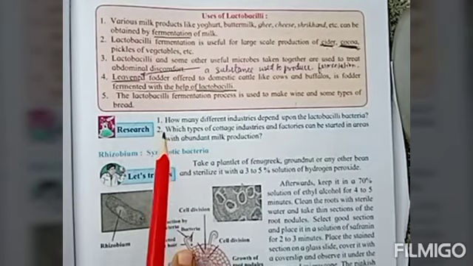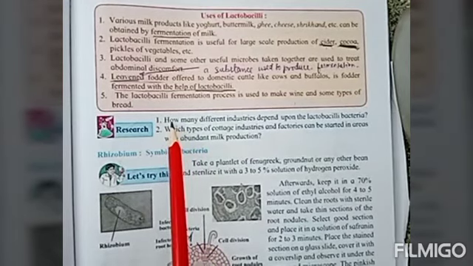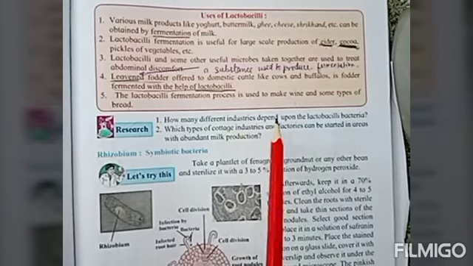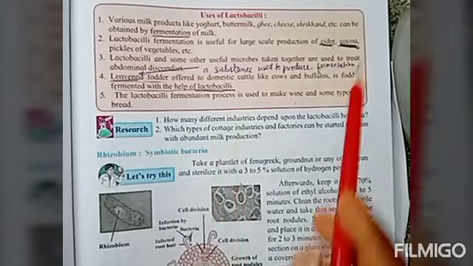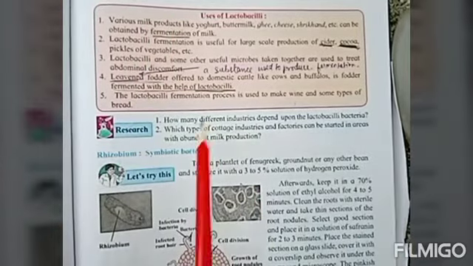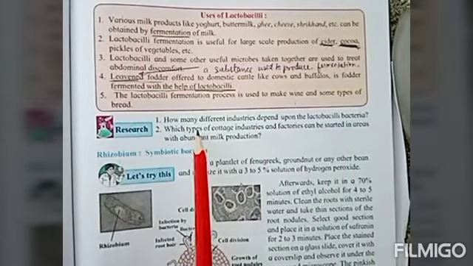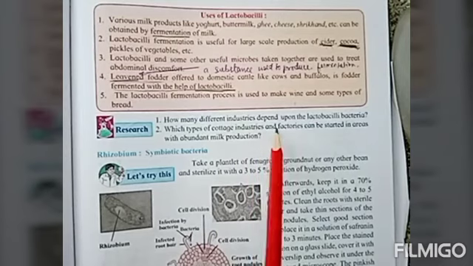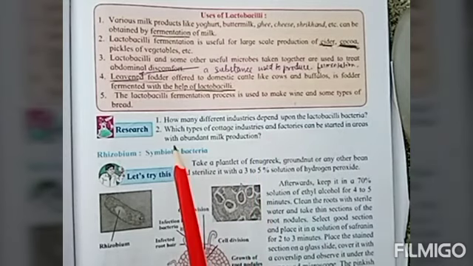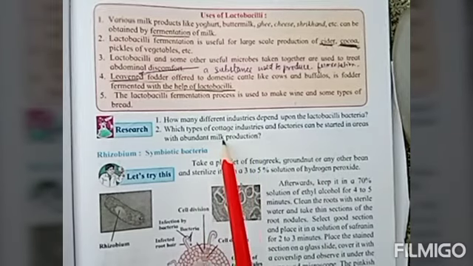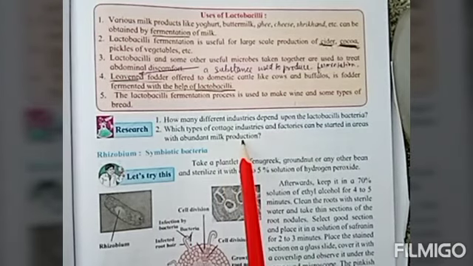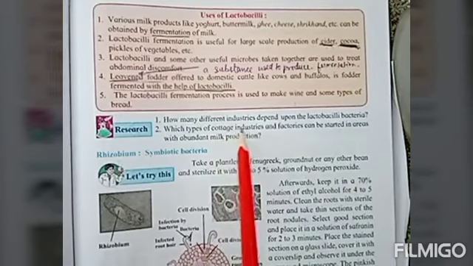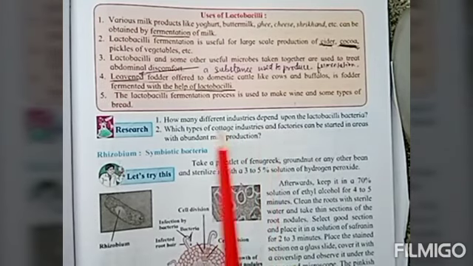Now just try to search the answers. How many different industries depend upon the lactobacilli bacteria? Yes, you know, as we studied all that thing, you can easily find out the answer. Which type of cottage industries and factories can be started in the areas with abundant milk production? मतलब जिस एरिया में बहुत ज़्यादा मिल्क प्रोडक्शन है उसमें कौन से कॉटेज इंडस्ट्री या फैक्ट्रीज स्टार्ट हुए हैं?